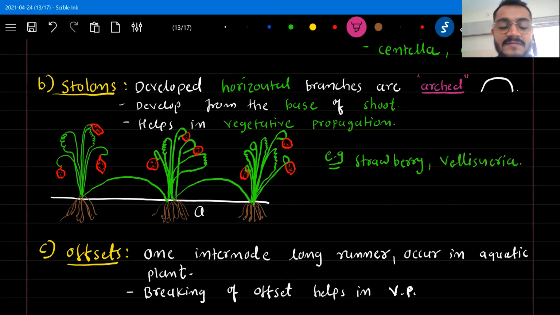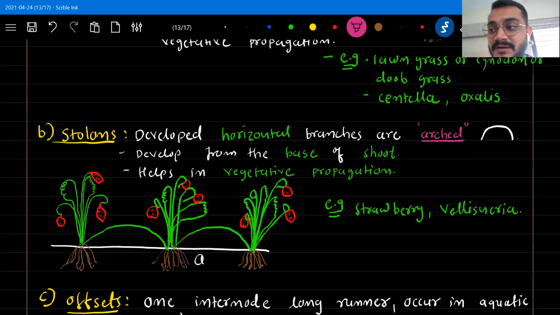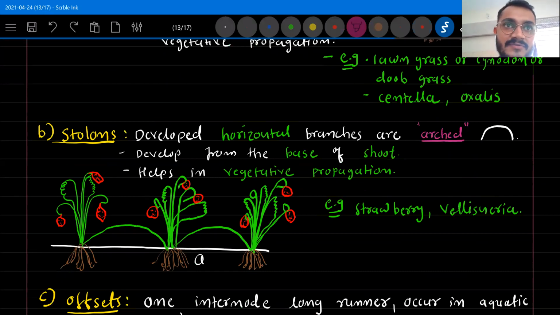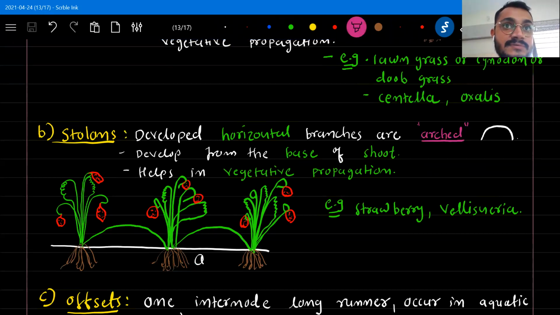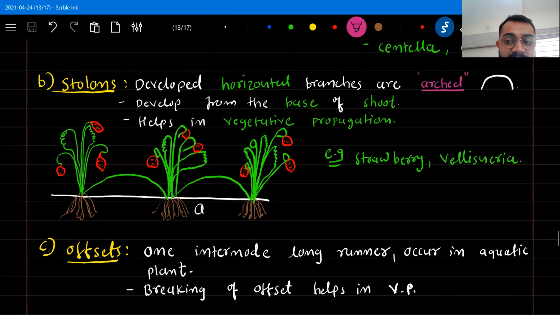So you can see here that there is not much difference between the stolon and the runner. Runner is also above the ground, stolon is also above the ground, and the only difference between the runner and the stolon is their shape. The runner will just run along the surface of the ground, while the stolon will form this arch shape. On the board, it seems there is no difference between stolon and runner, but if you study in detail, then you will come to know that there is a huge difference between these two.